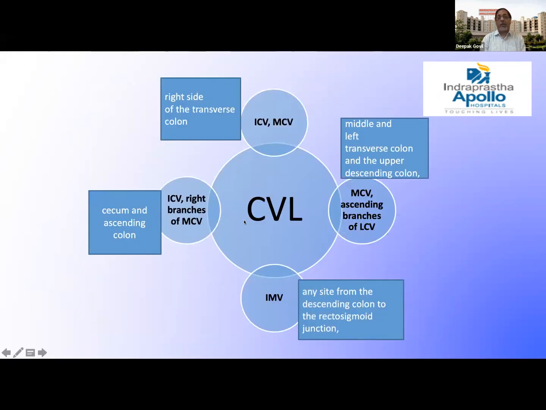For a central vascular ligation, depending on the site of the location, if there's a cecal or ascending colon resection, then you ligate the ileocolic vessel and the right branches of the middle colic. For the right side, again, the ileocolic and middle colic; for the middle and left transverse colon and upper descending colon, you divide the middle colic and the ascending branch of the left colic; and for any site of descending colon to the rectosigmoid, then mainly the inferior mesenteric vessels.